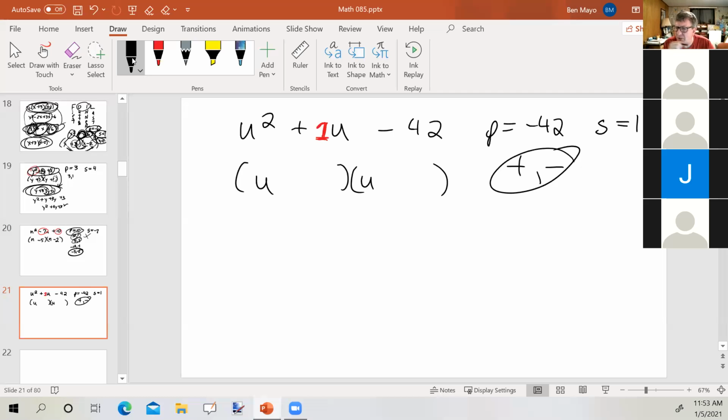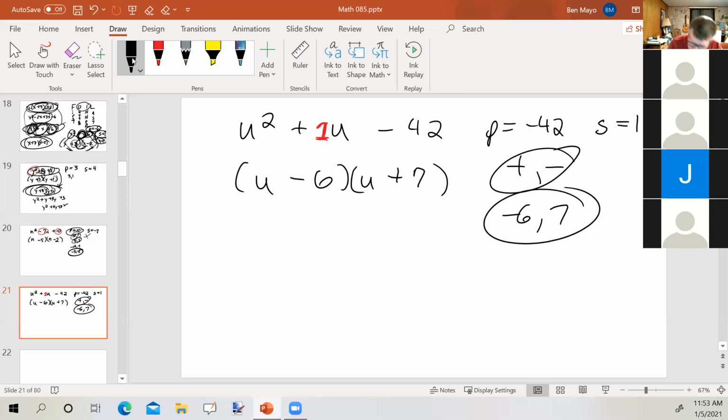Well, what times what is 42? What comes to mind? 6 and 7. Right, 6 and 7. Well, what if we had a negative 6 and a positive 7? That would give us a negative 42 product and a positive 1 as a sum. So there's our two numbers. Does that make sense?